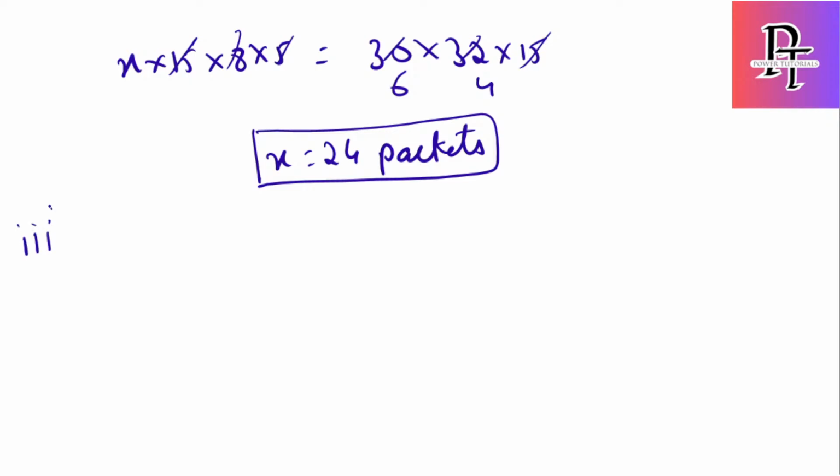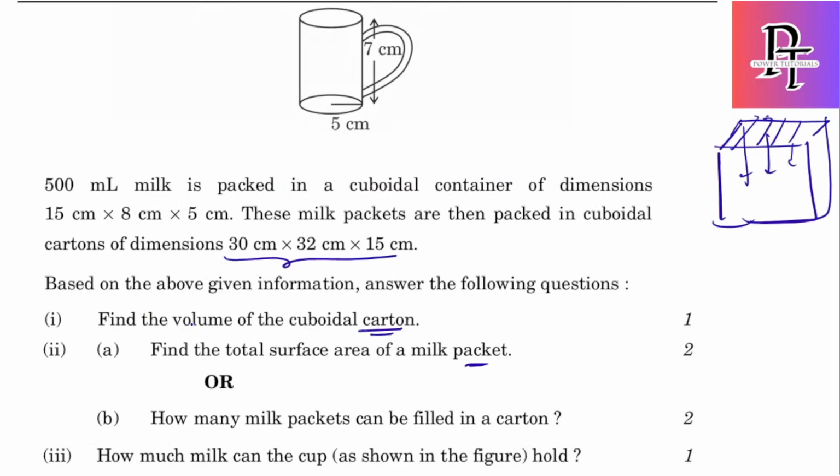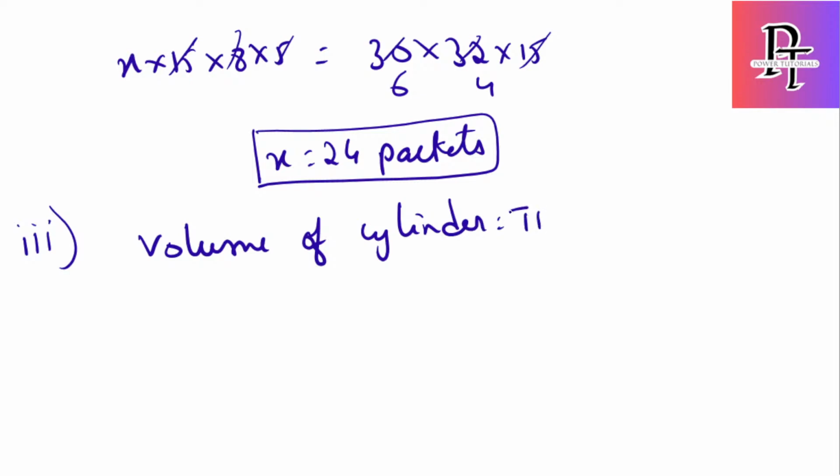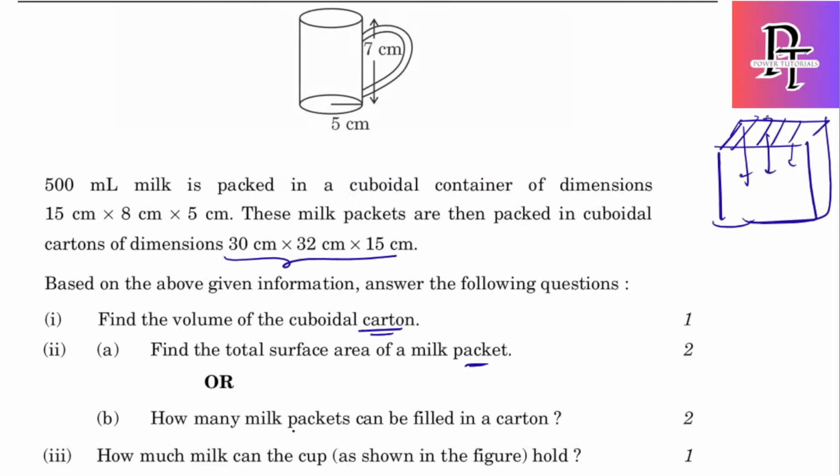Let's solve the last question of the paper. How much milk in the cup? Okay, this is the cup here. If you notice, this is nothing but a cylinder. Volume of a cylinder is how much? Volume of a cylinder is pi r square h. So this volume you have to equate to how much milk. The volume of the cup is nothing but the volume of the milk it is storing.